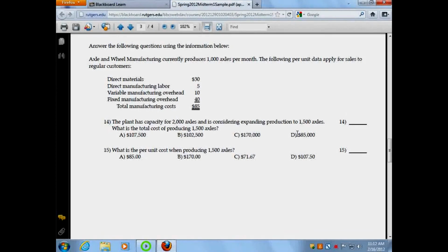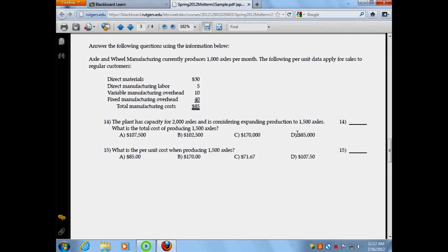So the plant has a capacity for 2,000 axles and is considering expanding to 1,500. Right now you're only working at 50% of your total capacity, making 1,000 out of a potential 2,000. Now you're thinking of expanding to 75% of your total capacity, going up to 1,500. What is the total cost of producing that 1,500? This is just a small variation on the example that we did in class with the speaker systems.